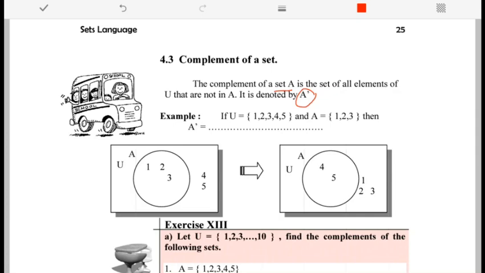So here, for example, if the universal set is 1, 2, 3, 4, and 5, and your set A is 1, 2, and 3, then what is the complement of A, or not A? What are the elements in your universal set that are not a part of your A? 1, 2, and 3 are part of your A. Therefore, the elements that are not part of your A are 4 and 5. If you draw this, this is your A, and A prime is outside the circle. Anything outside the circle is your A prime, or not A, or complement of A. It's too easy, right?